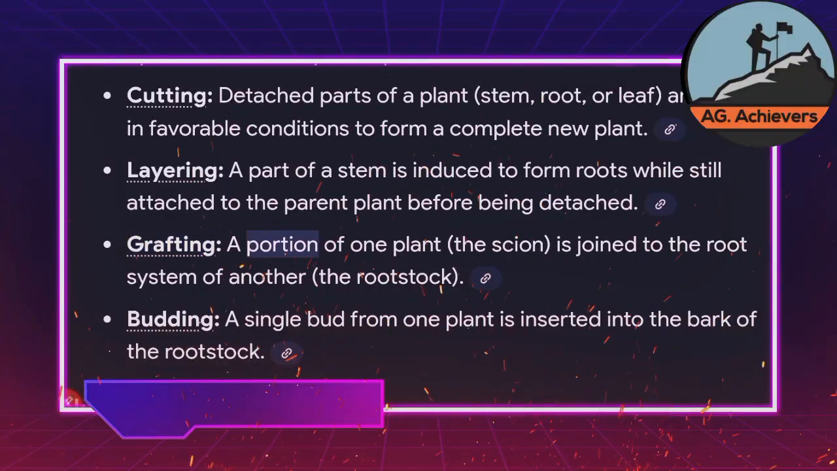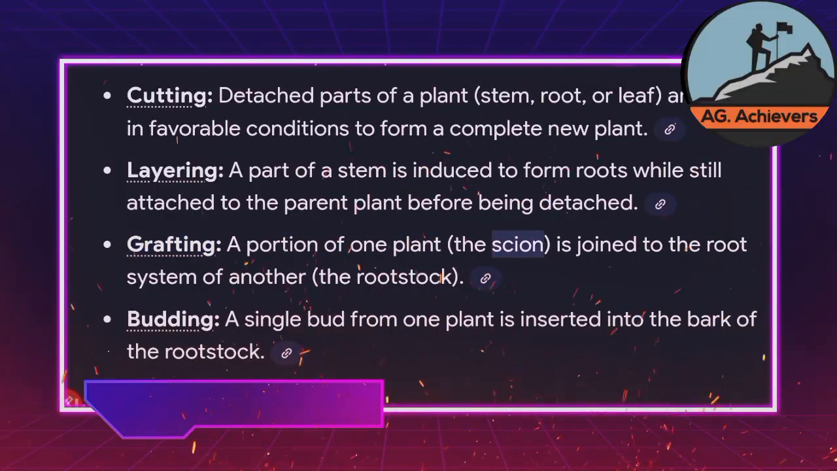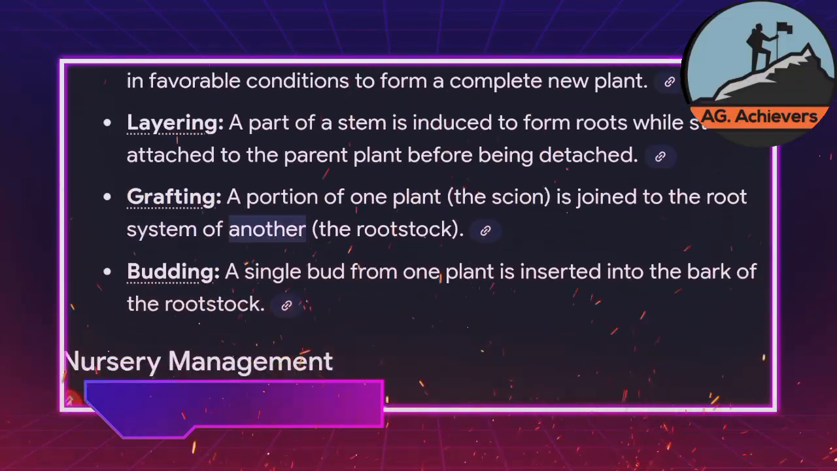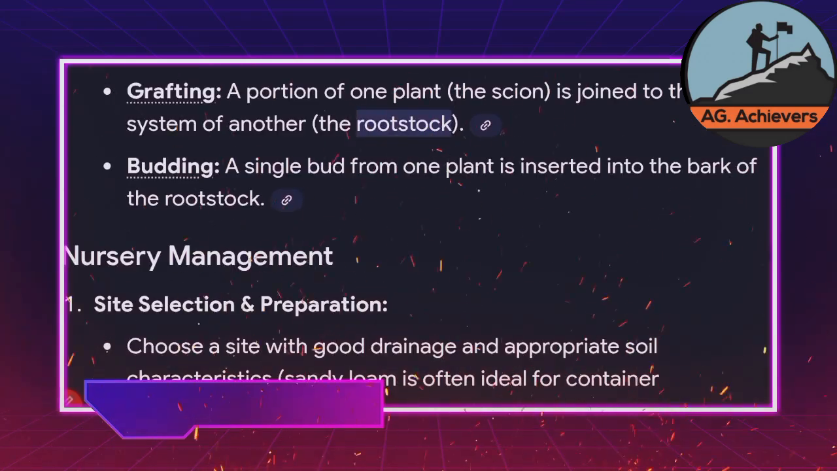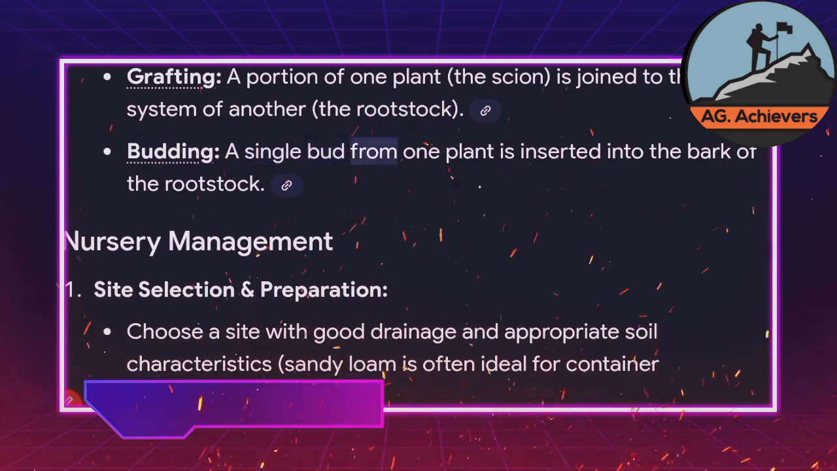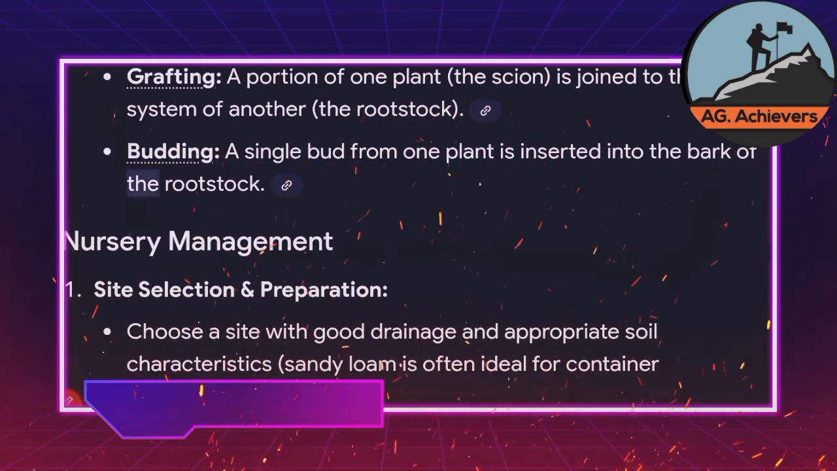Grafting. A portion of one plant, the scion, is joined to the root system of another, the rootstock. Budding. A single bud from one plant is inserted into the bark of the rootstock.